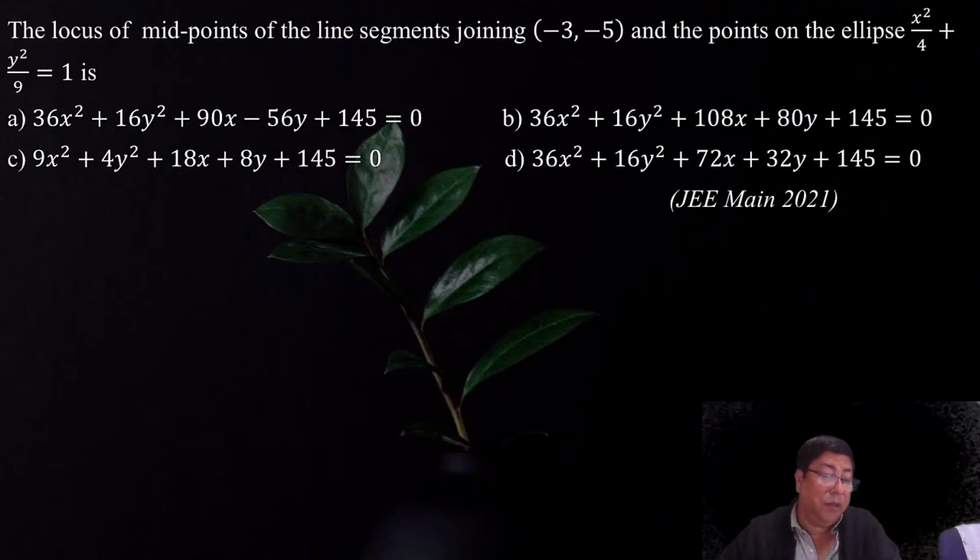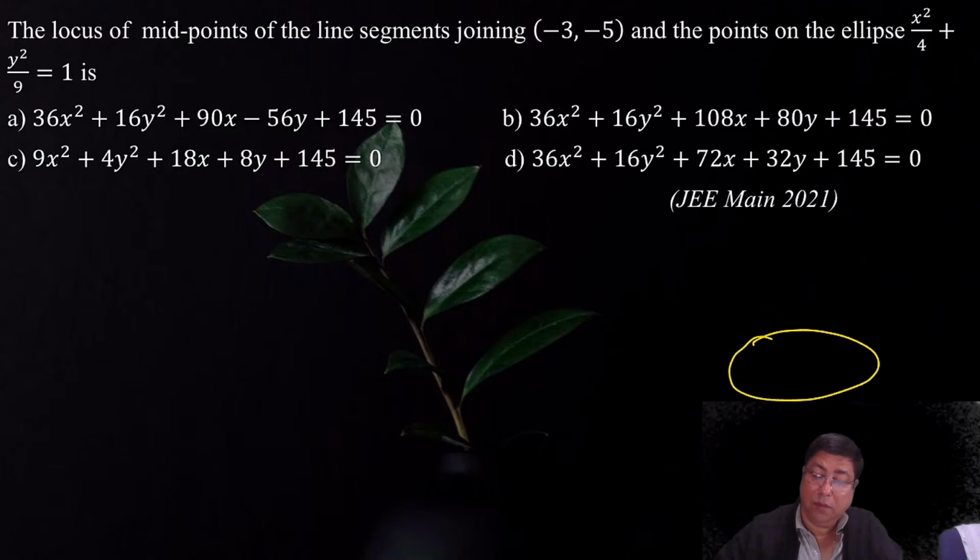So what is the sum? The locus of the midpoint of the line segment joining (-3, -5) and the point on the ellipse. First of all, draw one rough diagram. Okay, everybody. Then only we can do this. First of all, one rough diagram is needed.